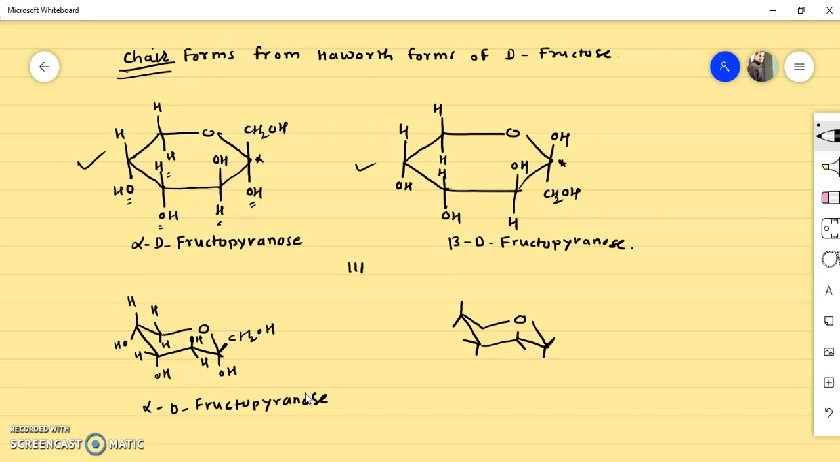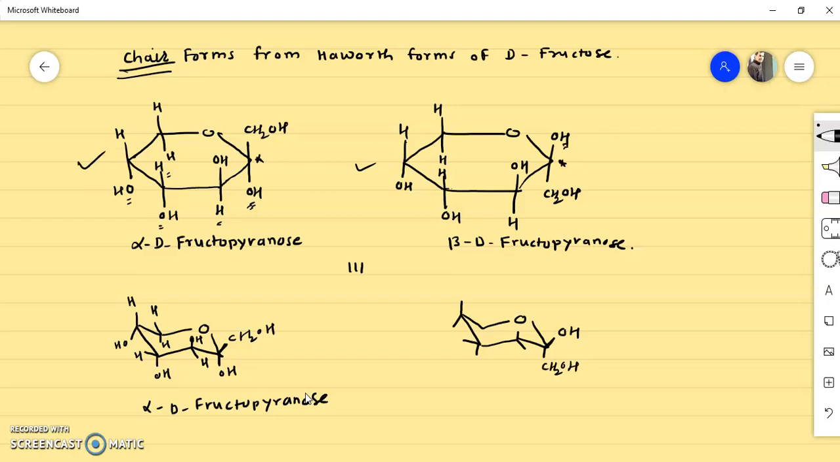What you have to do, you just have to see whether the groups are below the plane of this Haworth form or they are above the plane of this Haworth form. The groups which are below the Haworth form, same groups you have to draw below this chair form. Now in the same way we'll draw the chair form of this beta D fructopyranose. Now here OH group is above, so OH group will be drawn above. Now CH2OH group is below the plane, so here also we'll draw it below.